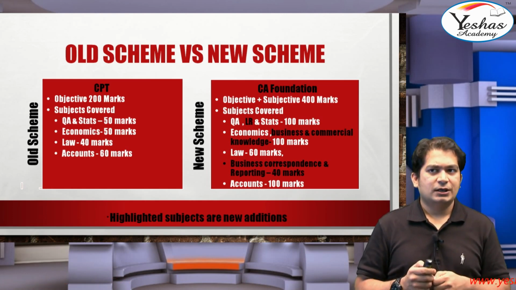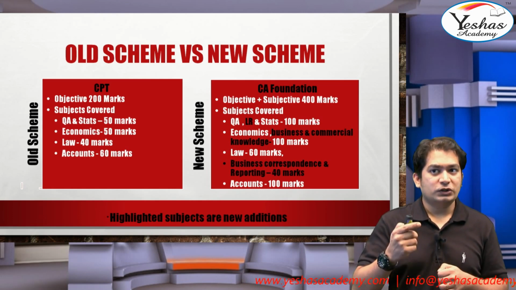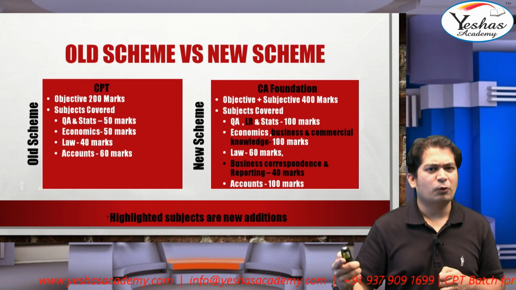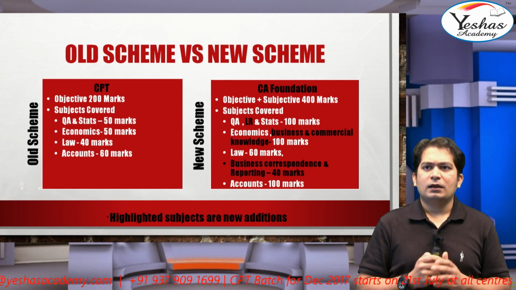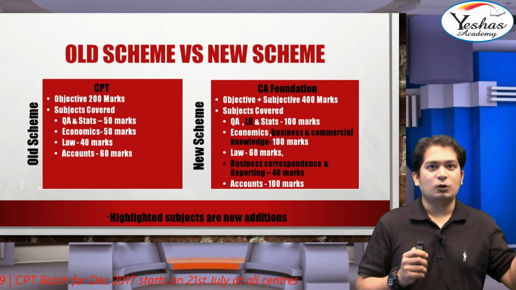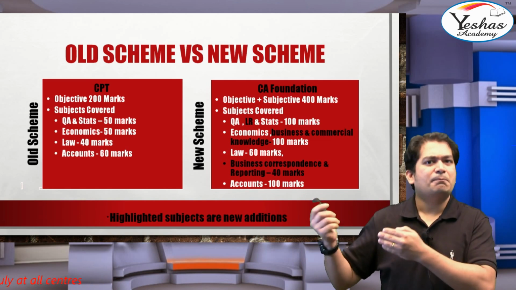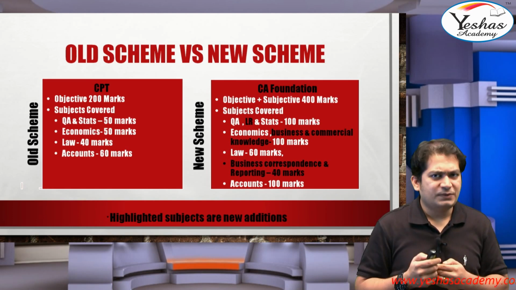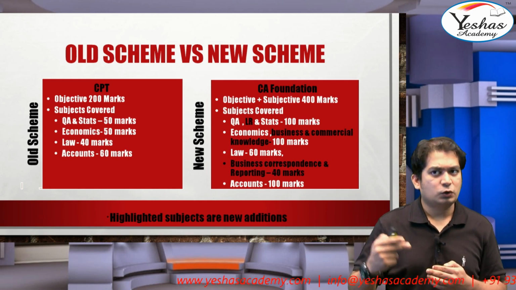Law 60 marks, business correspondence and reporting 40 marks, and accounts 100 marks. So these 3 subjects are subjective: law, business correspondence and reporting, and accounts. So it becomes difficult for the students who had already started to prepare for CPT and will be taking the examination, for example, next year. They have been looking at past years' papers. It will become difficult for them because they have to prepare for additional subjects. At the same time, the total marks will be 400, not 200.